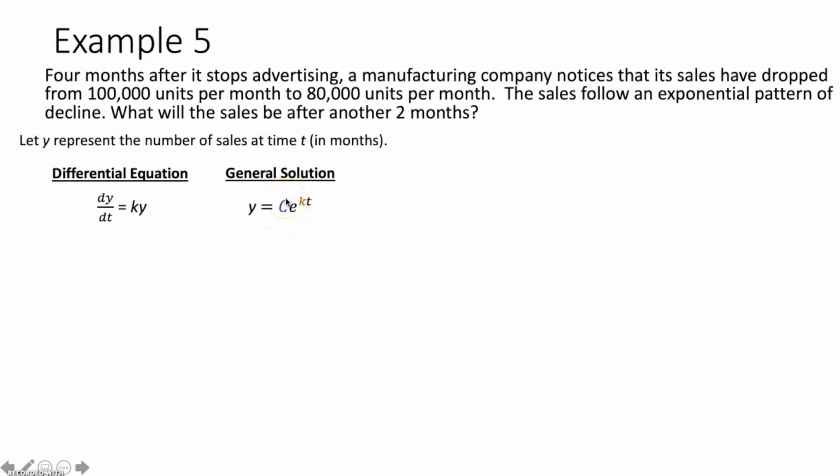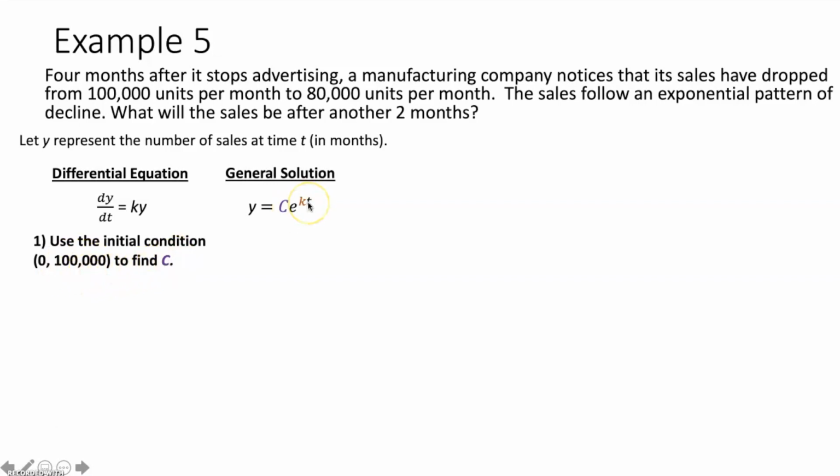To find C, we look for an initial condition where the independent variable, in this case t, is equal to 0. Are we given an initial amount of sales per month? Yes, the sales have dropped from 100,000 units per month to 80,000, meaning at time t equals 0, we were selling 100,000 units. So (0, 100,000) is our initial condition to solve for C.